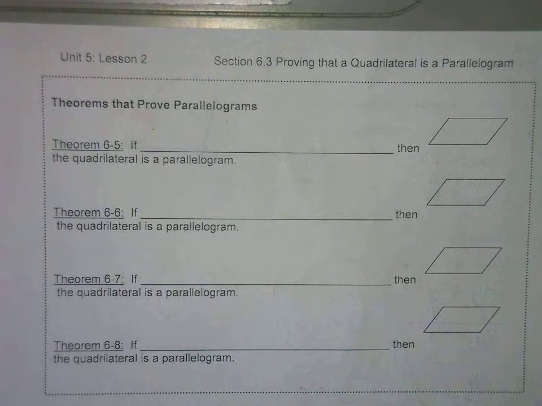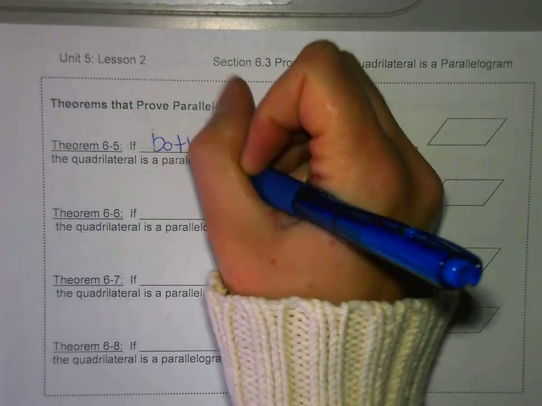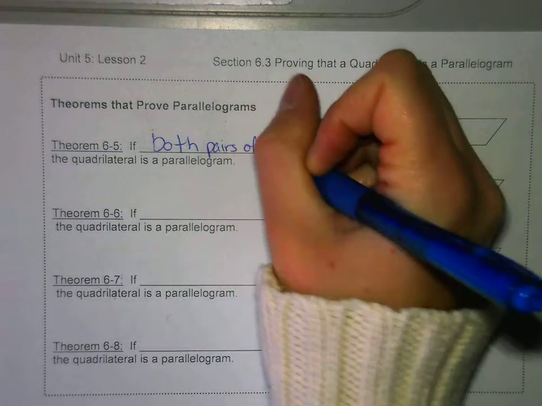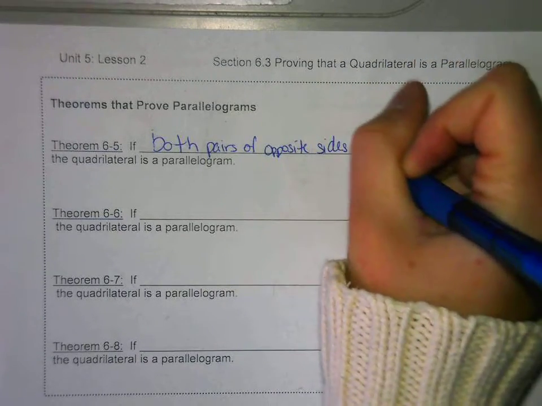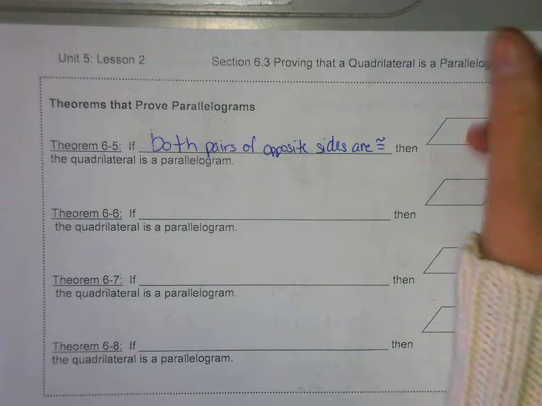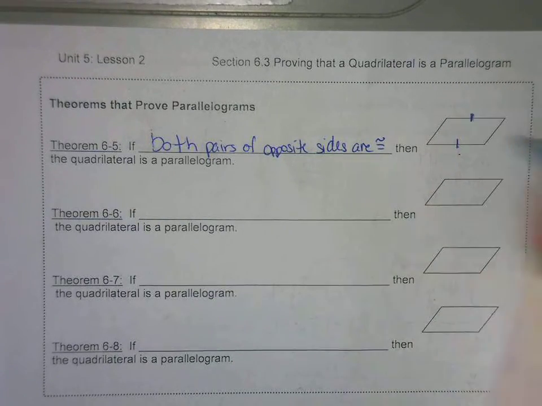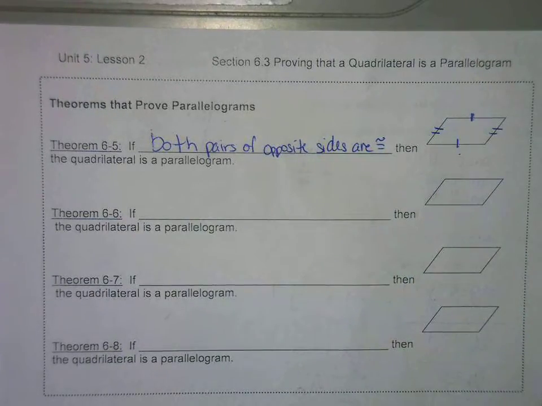Today we're going to be proving that a quadrilateral is a parallelogram. Theorem 6.5 states that if both pairs of opposite sides are congruent, then the quadrilateral is a parallelogram. So if I know that these opposite sides are congruent, and I know these two opposite sides are congruent, then it's a parallelogram.